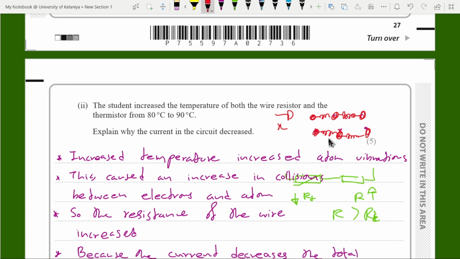Why do they start to vibrate more frequently? Because of the internal kinetic energy. We are increasing the temperature, right? When we increase the temperature, the atoms start to vibrate more frequently because the internal kinetic energy is increased due to the increase in temperature, right?